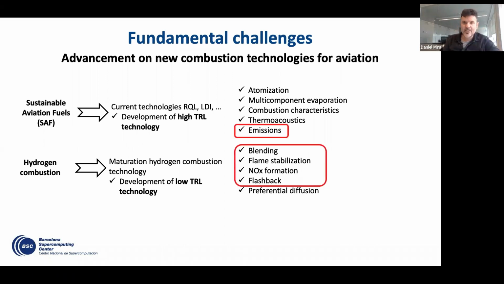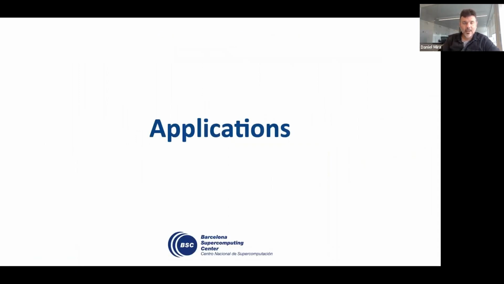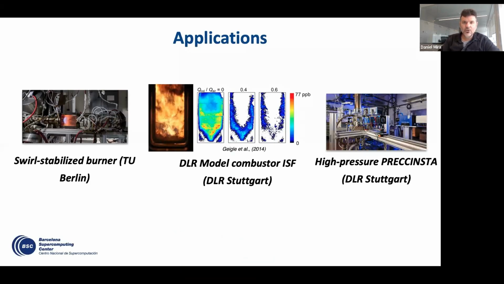So in the context of this presentation, I will just focus a little bit on these particular aspects, considering some configurations that are in the literature and in some of the labs across Europe and the US and Asia. So at the end, let me just go back to some applications. I will focus mainly on three configurations. The fuel stabilized burner from the Technical University of Berlin that is used for hydrogen combustion, the DLR model combustor from ISF from the DLR Stuttgart, and the recent experiments from DLR Stuttgart on the high pressure Pre-Kinsta burner.